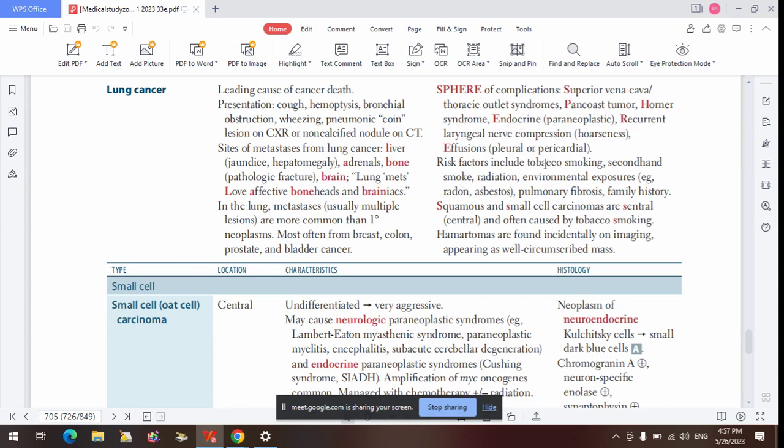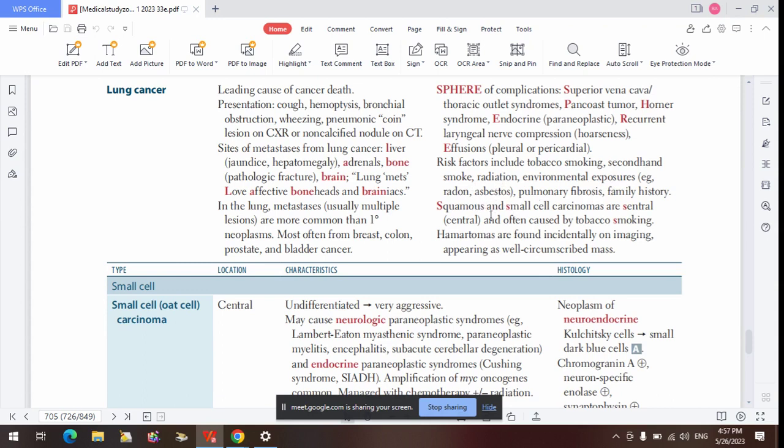The number one is tobacco smoking. Smoking, number one. Number two is radon. Radon gas exposure, number two. Then people that have second-hand smoking exposure, ionizing radiation, environmental exposure like radon, like we've talked about, and asbestos.